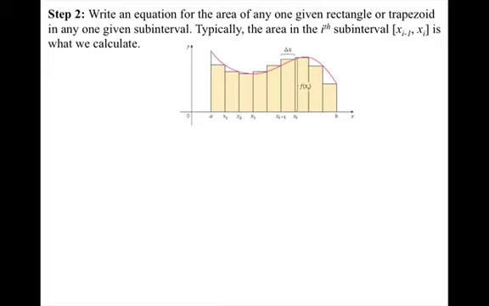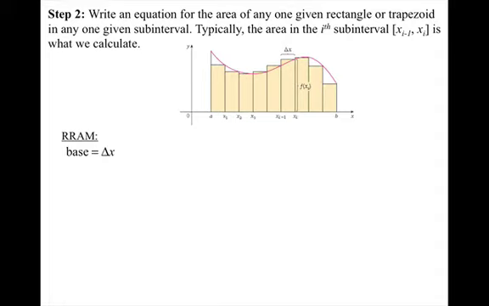Step 2, you're going to write an equation for the area of any one given rectangle or trapezoid in any one given subinterval. Typically, the area in the ith subinterval, between x sub i minus 1 and x sub i, is what we calculate. So, we are going to calculate the area for this given rectangle, the x sub i rectangle. We're going to set it up for each of the 4, first starting with the right rectangular approximation method.